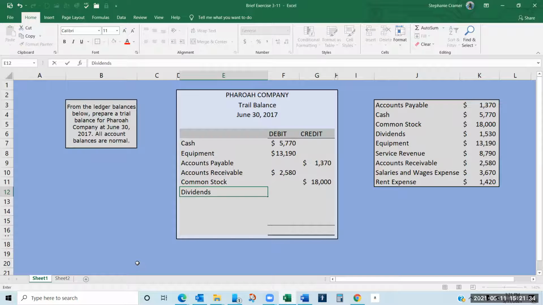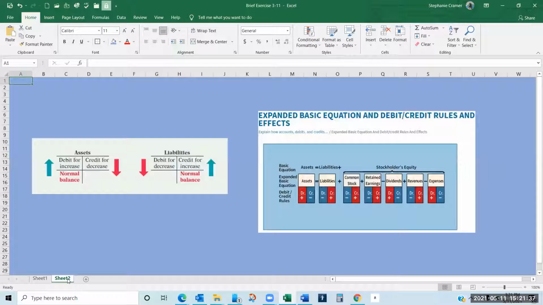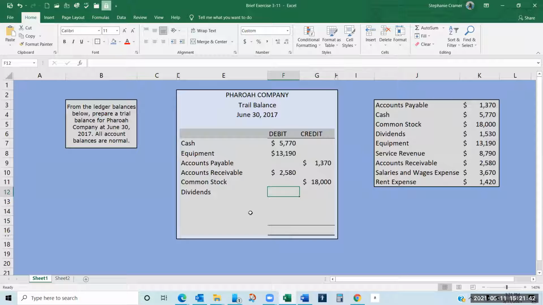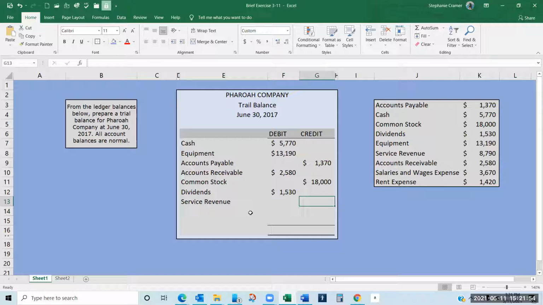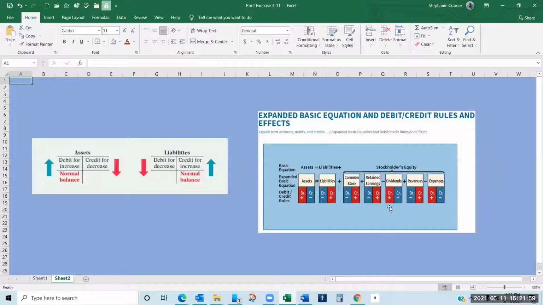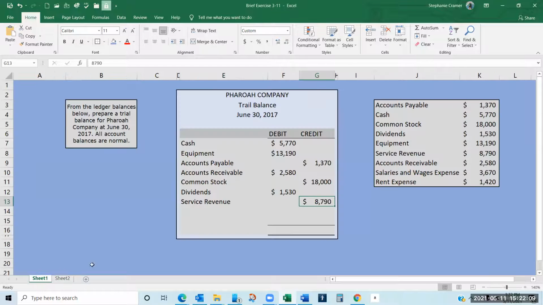Dividends, and going back to our visual, dividends is a debit. So we will debit that 1,530. Service revenue. And even though service revenue is an asset, it is part of stockholders' equity right here. So we have revenue right here as a credit for the normal balance.